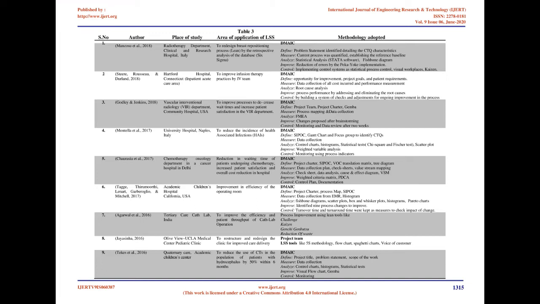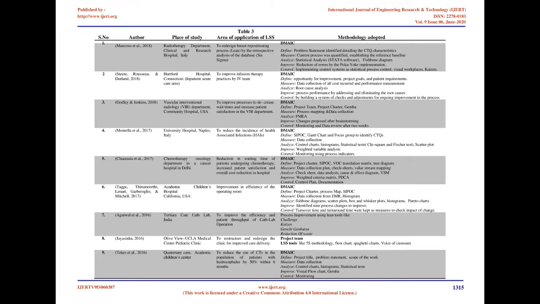2. Steer, Russo, and Durland, 2018. Hartford Hospital, Connecticut, Inpatient Acute Care Area. To improve infusion therapy practices by a team. DMAIC. Define: opportunity for improvement, project goals, and patient requirements. Measure: data collection of all cost incurred and performance measurement. Analyze: root cause analysis. Improve: process performance by addressing and eliminating the root causes. Control: by building a system of checks and adjustments for ongoing improvement in the process.